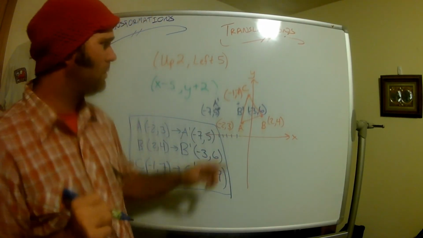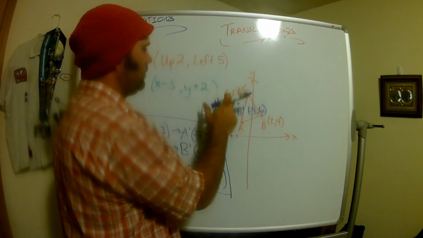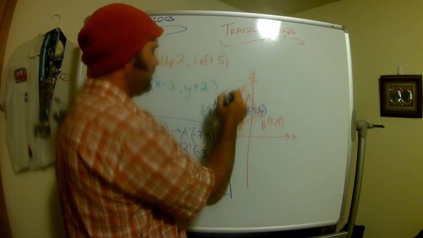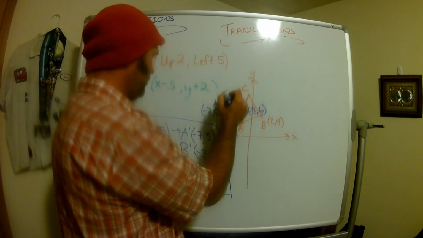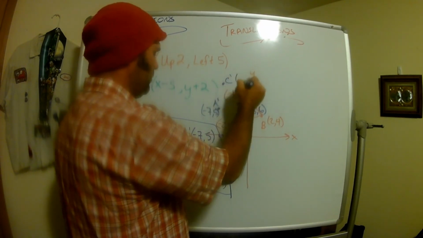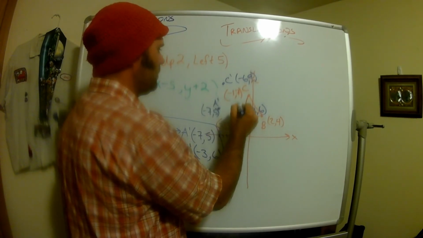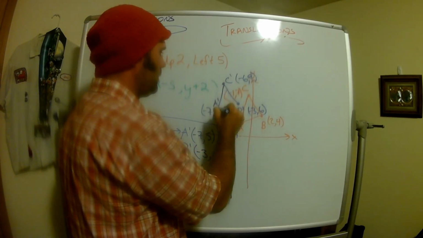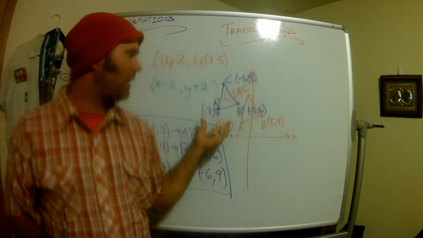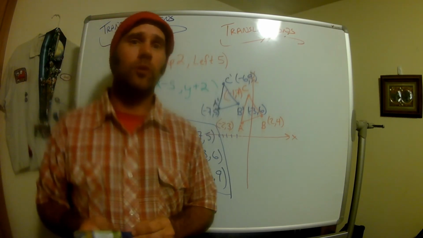And then C prime, we're going left 6 and up 9. So we're going to go left 5 from -1 to -6, and then up 2 from 7. So we're going to go up to 9. So we're about there. C prime at (-6, 9). And there we go. We've got our 3 points. And so you can see that the entire shape just shifted left 5 and up 2. Left 5, up 2. So there you go.